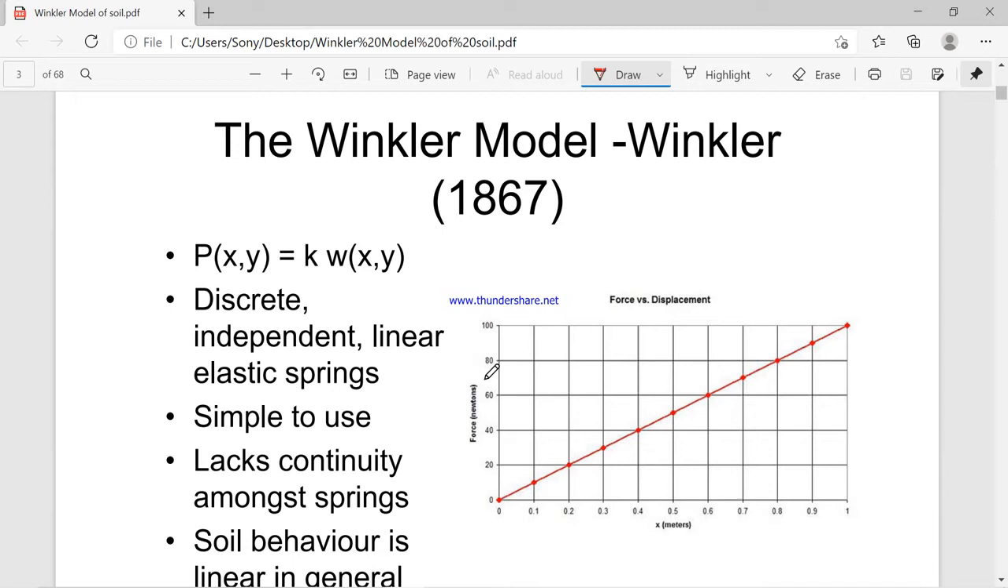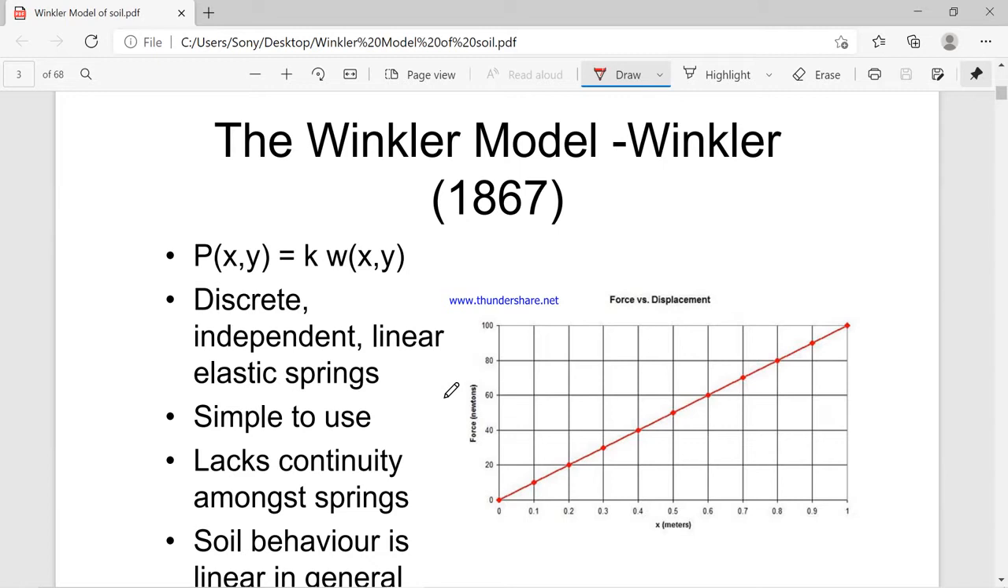Generally, while modeling the structure in STAAD Pro or any software, we always consider the support for the foundations of the building as a fixed support. But in actual conditions it is totally different, because the soil has various properties. Based on the type of soil, it may be soft soil, hard soil, or medium soil, and it totally depends upon the foundation on which the soil is supposed to be there.